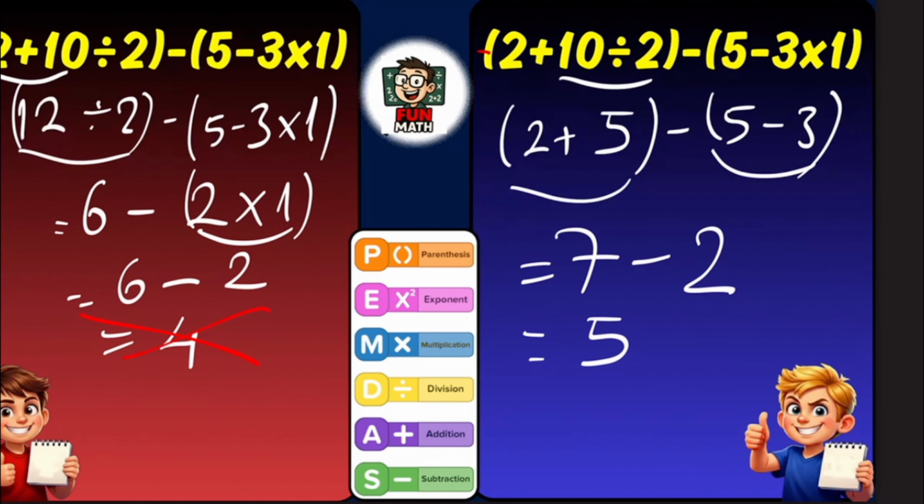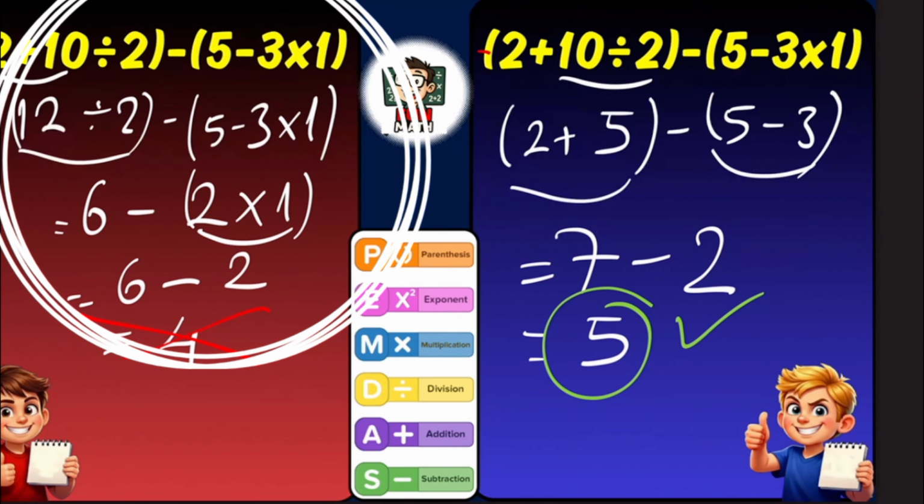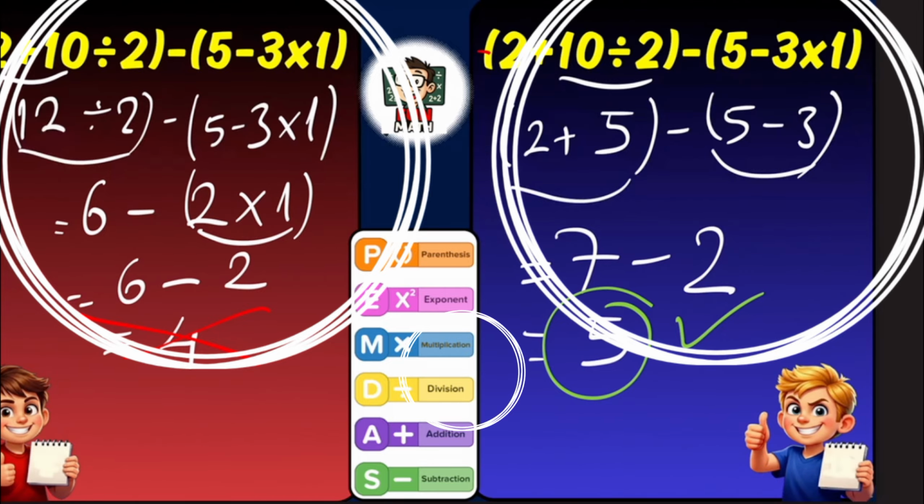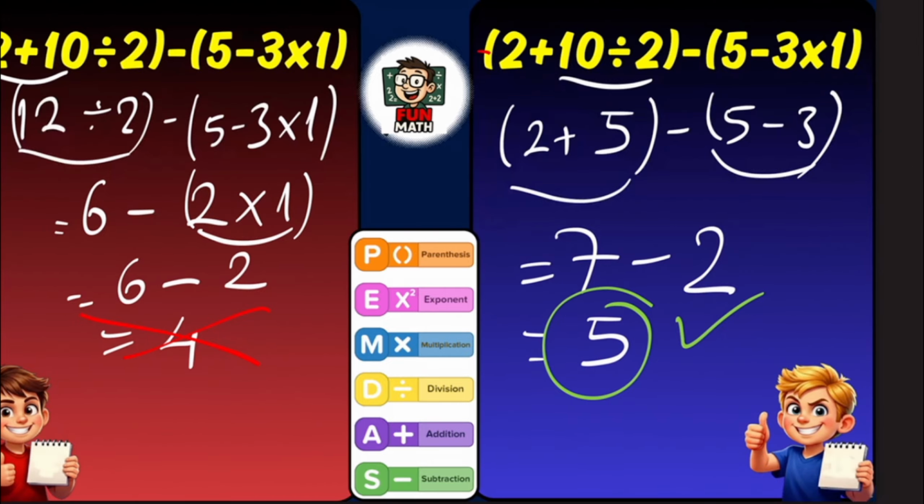The correct answer will be 5. Great job! Today we learned the wrong answer and the correct answer and the rule behind it. I hope it makes sense now.